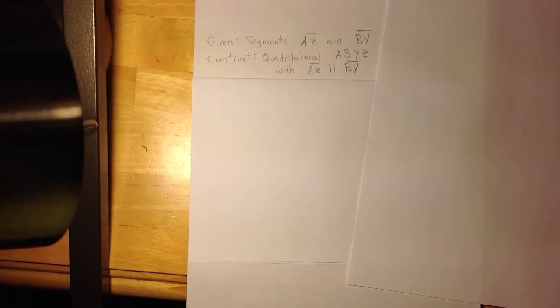Hello, today we're going to be talking about drawing special constructions. And our assignment today is to construct a quadrilateral ABYZ where segment AZ is parallel to segment BY. And we are given segments AZ and BY.